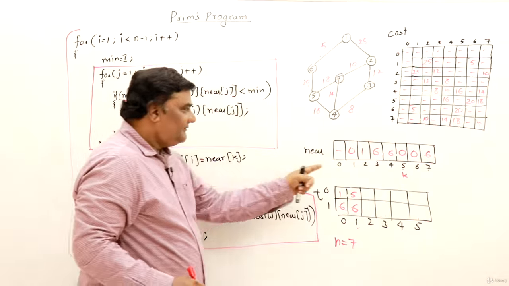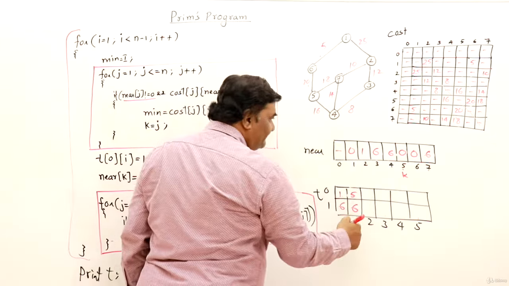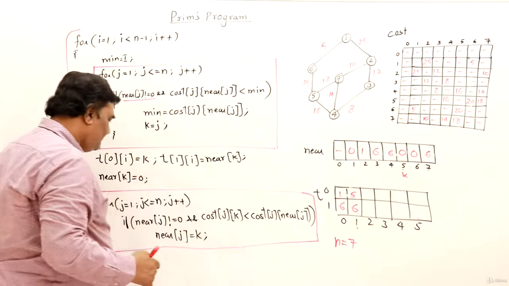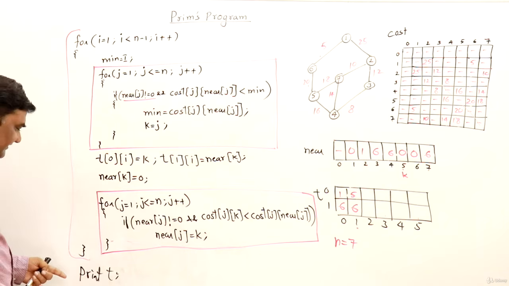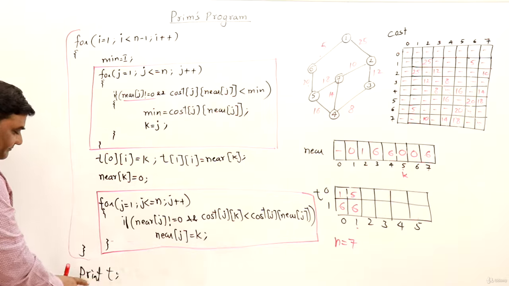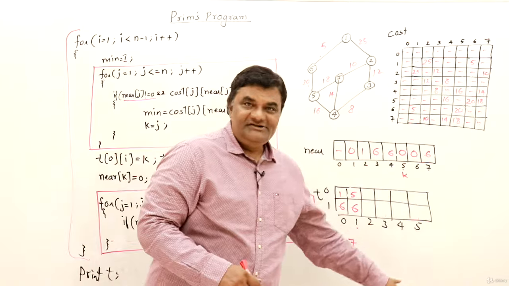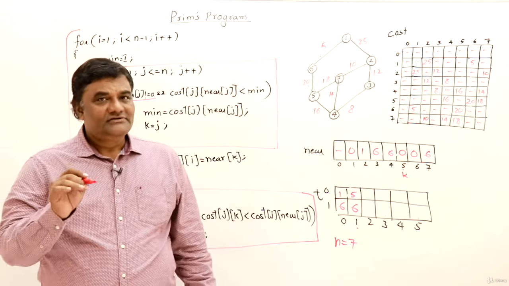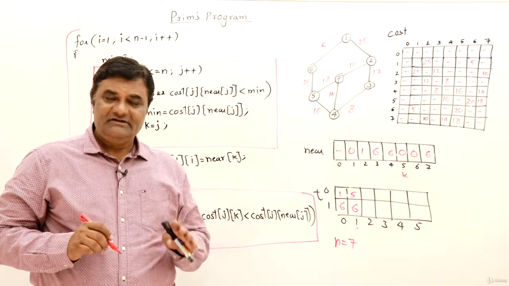We were finding the minimum one. This is the code for finding minimum, and we were setting this here and updating the near array. And at the end of the for loop, we will have the result. So just print this one. I don't have space here, so I wrote print t, meaning we have to print this two-dimensional array, all the edges. So that's all. This is the code and this is the working of Prim's algorithm.